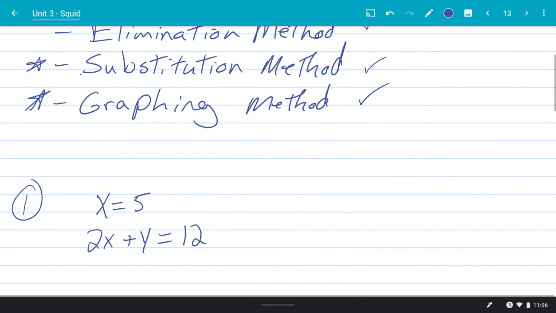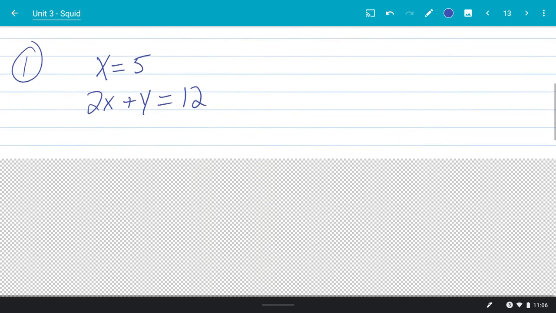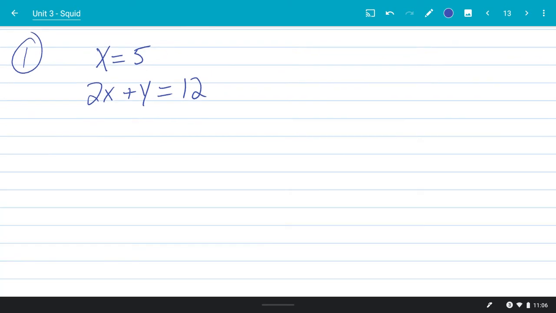So let's look at it. When doing the substitution method, if we have one equation that's already solved, like for example 1 here, this first equation's already solved. So it makes it very, very easy to do. I'm just going to take this 5 and substitute it in for the x in the second equation. So I end up with 2 times 5 plus y equals 12.